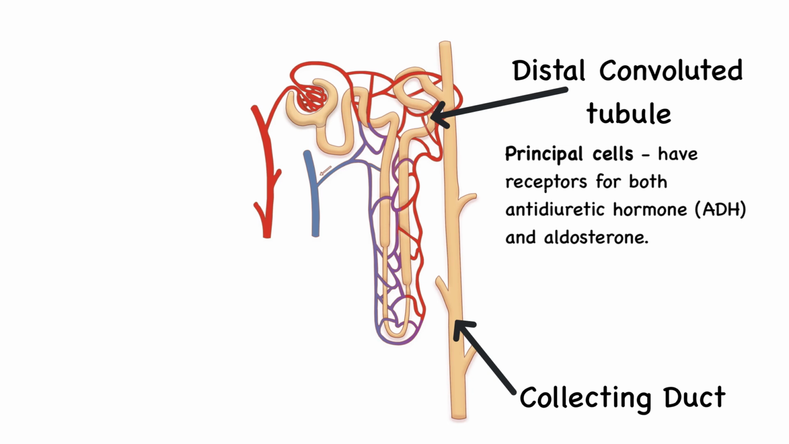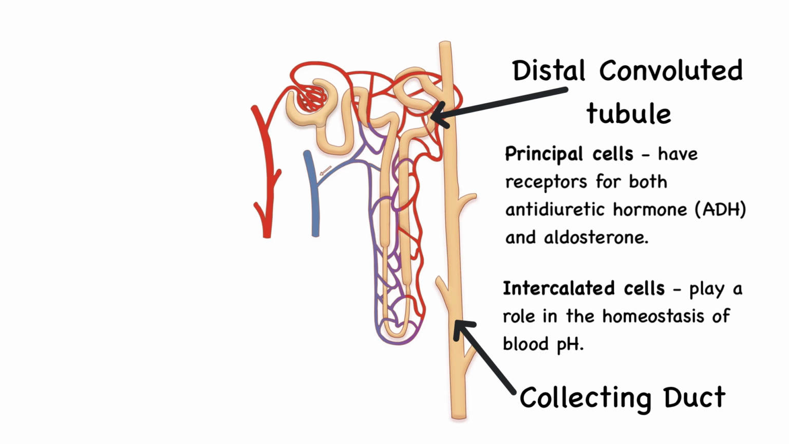There are also a lesser number of intercalated cells which play a role in the homeostasis of blood pH. We also see these types of cells in the collecting ducts. Many distal convoluted tubules will connect to one collecting duct to drain filtrate into. The distal convoluted tubule will work to fine-tune electrolyte levels, and the collecting duct will determine the final concentration of urine. The nephron carries out 3 essential processes.